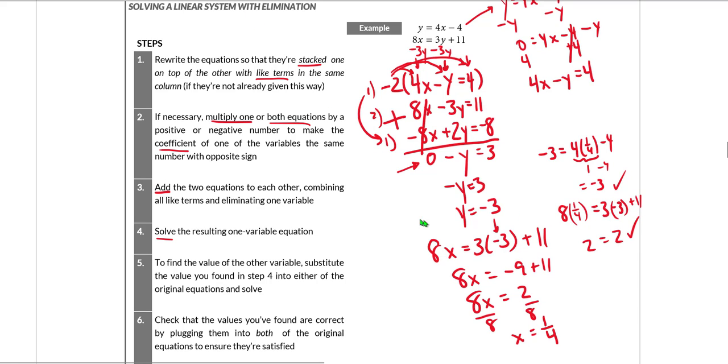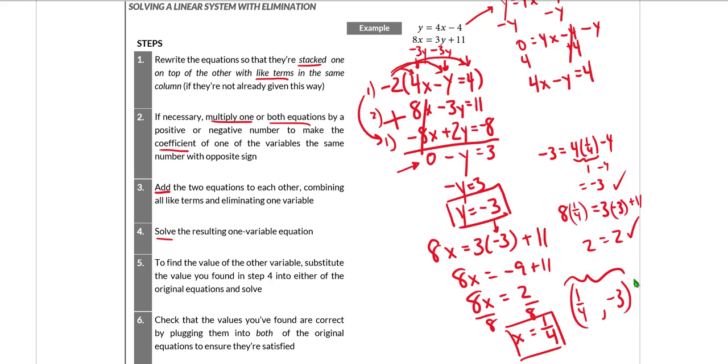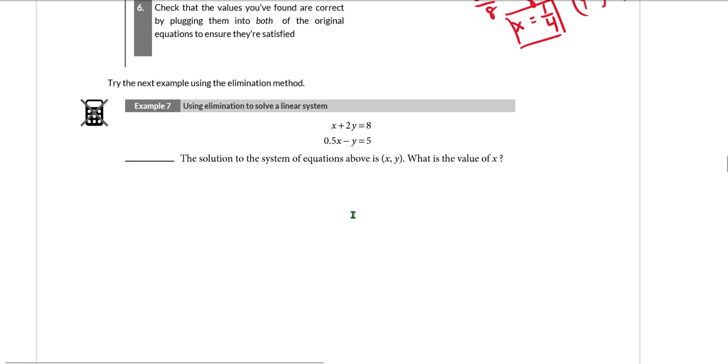So we do have our one solution. The one solution is that x equals 1/4 and y equals -3. That is also the point of intersection between these two lines. That is elimination. You are going to do example 7 on your own. Pause the video and try it out.